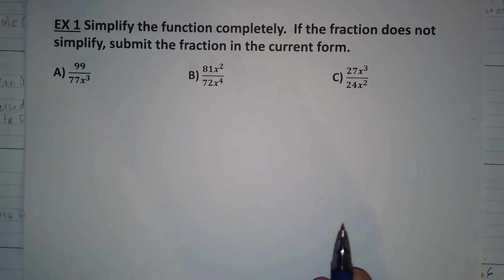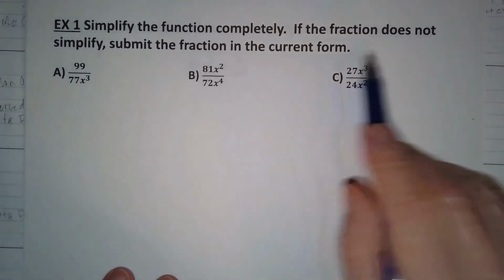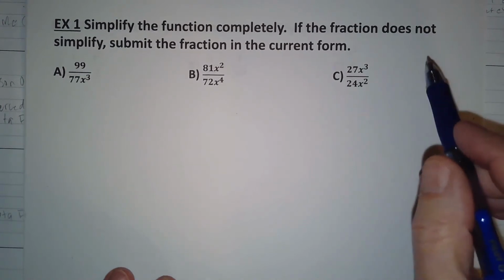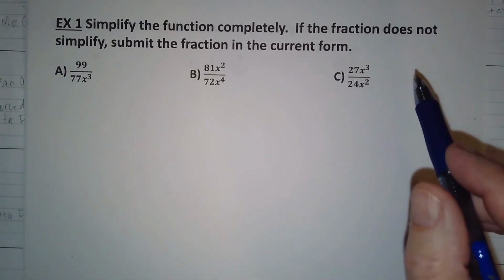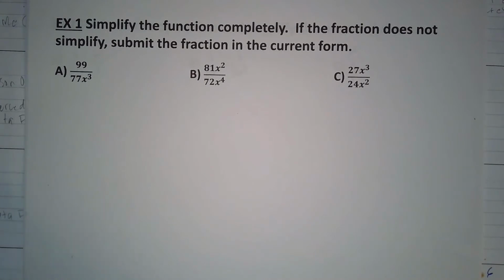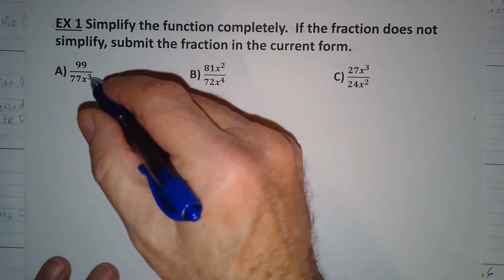Okay. So we're going to simplify the following fractions completely. And if the fraction does not simplify, then we want to submit the fraction in current form. Okay. So let's look at the first one here. We've got 99 divided by 77.